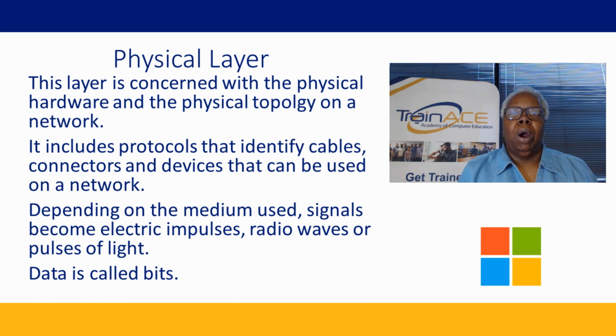So if we're using a copper wire, then the signal is going to be electrical impulses being sent through that copper wire. If we're using fiber optic cable, it's going to be pulses of light. If we're using wireless, it's going to be radio waves. Data at this layer is called bits.